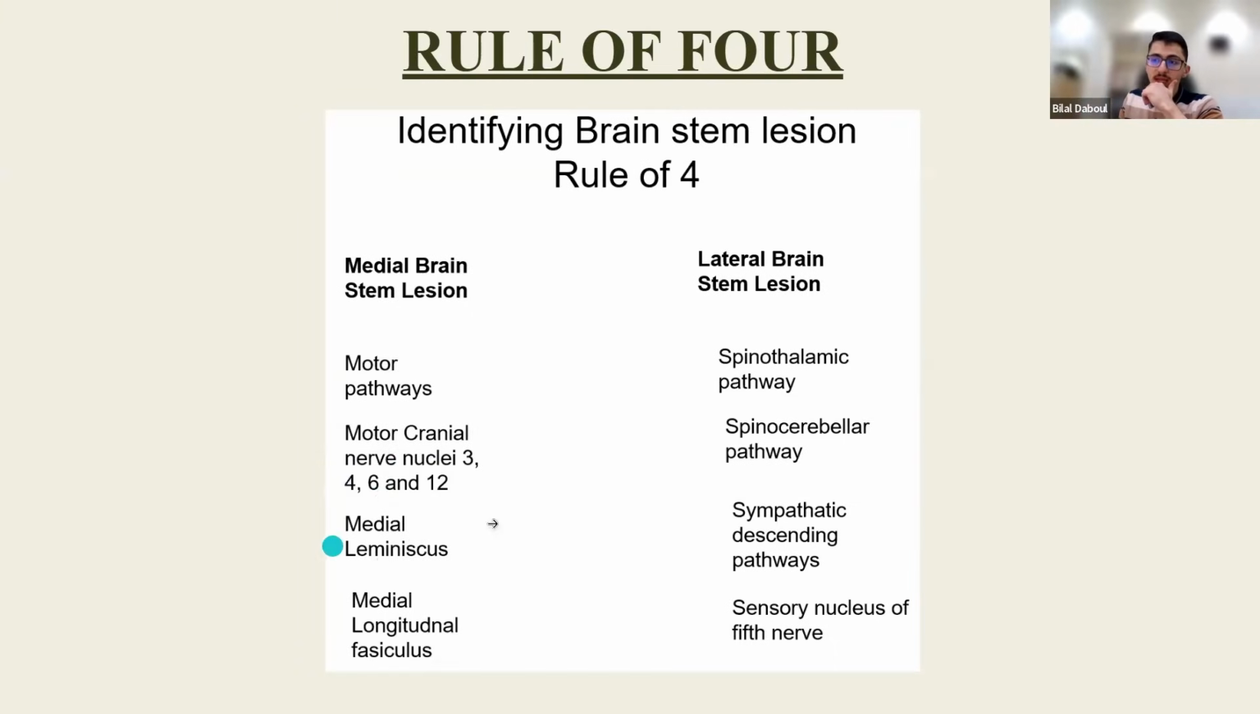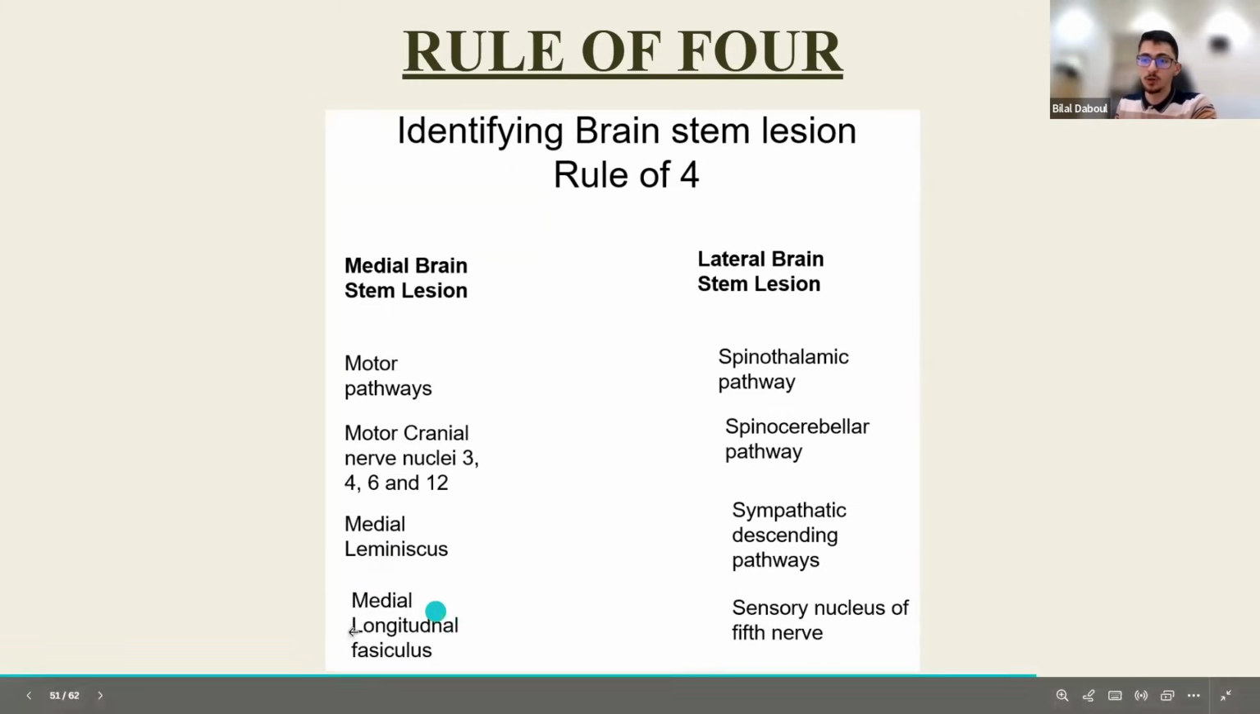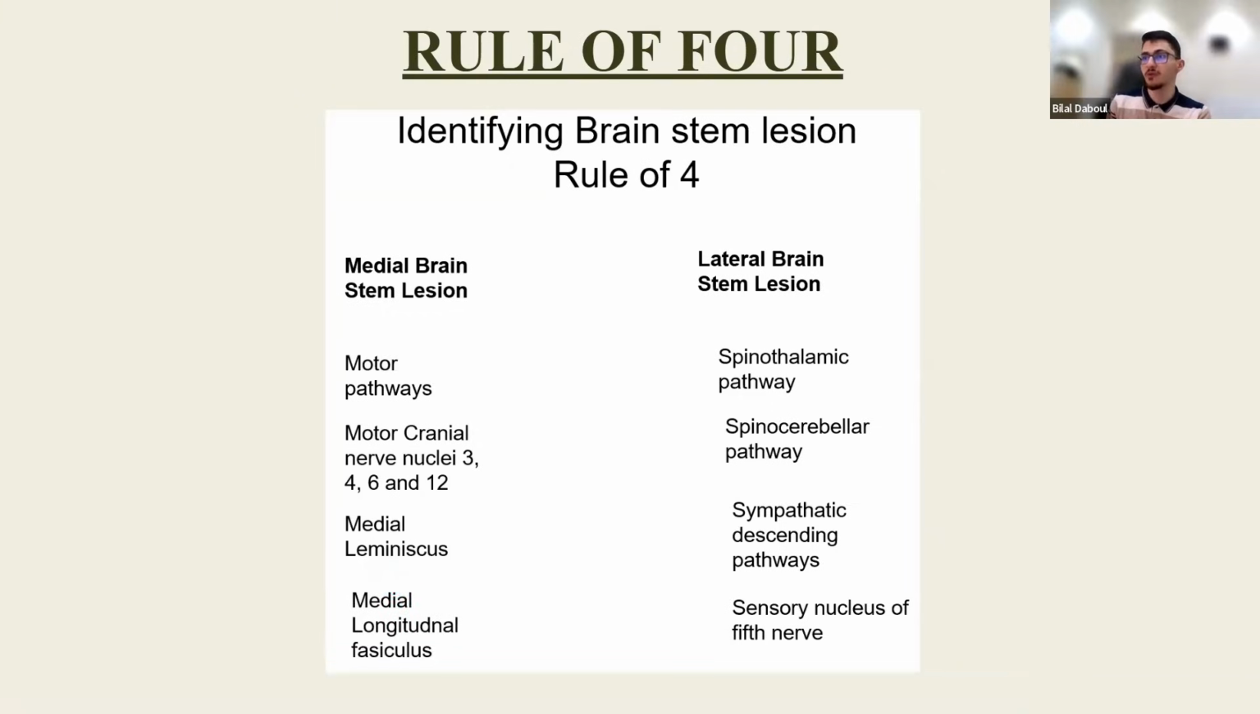Another medial structure would be the medial lemniscus, which corresponds to the dorsal column medial lemniscal tract. You would have contralateral loss of two-point discrimination, vibration, and conscious proprioception. Again, it sits in the middle, dead center. The fourth M structure, which is medially placed, is the medial longitudinal fasciculus, which will cause nystagmus, which I explained previously.